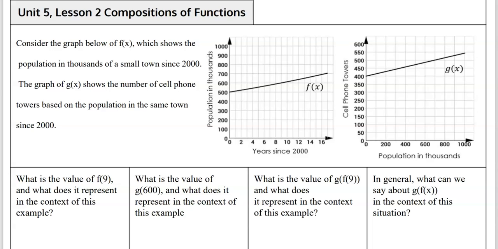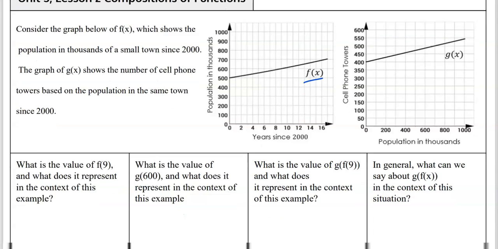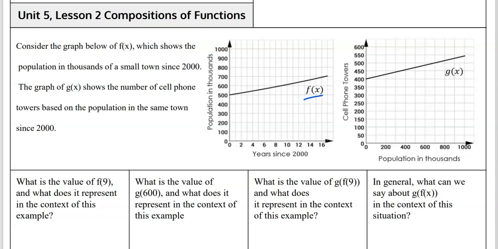So f means we're using that first graph, right? Of f of 9, and what does it represent in the context of this example? Okay, so am I finding where y is 9 or where x is 9? Where x is 9. I literally changed f of x to f of 9. X is now 9, right? Look at my f graph. Here's f of 9. Where does that fall on our function? 600.